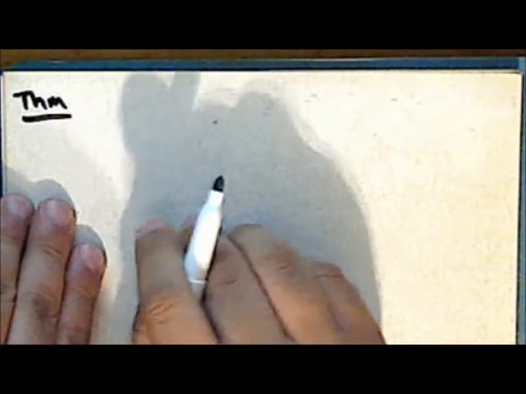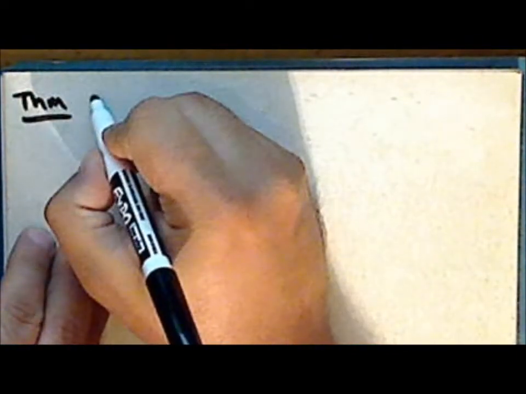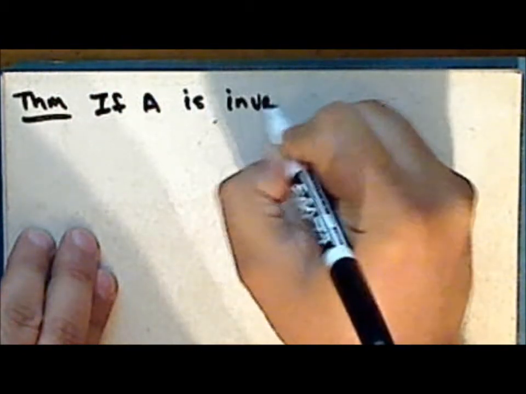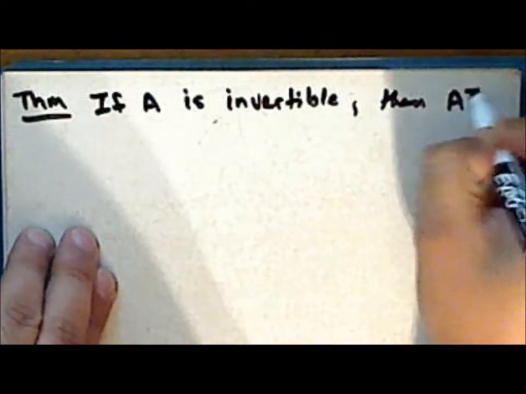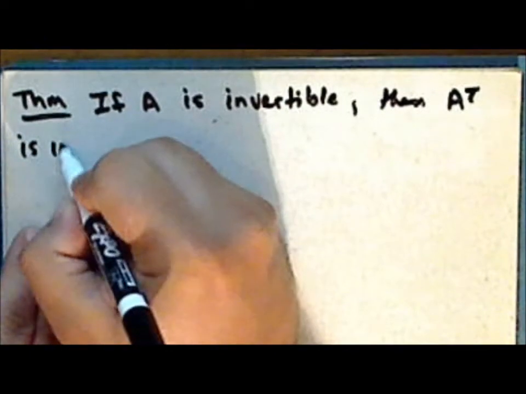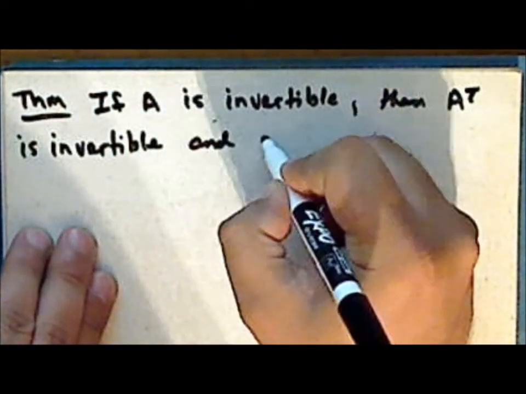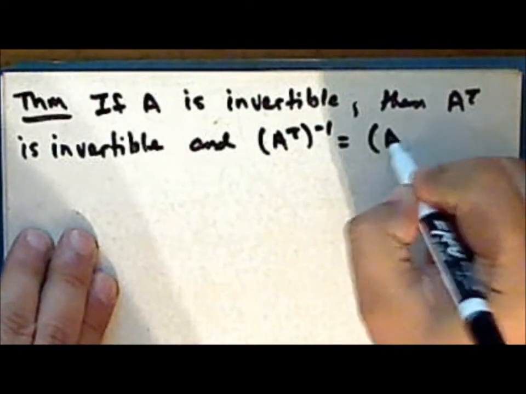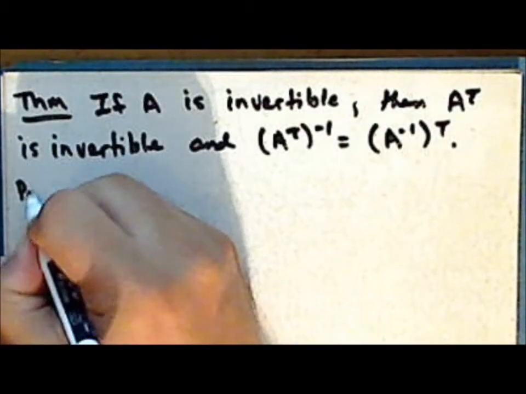Okay, so we'll look at one more theorem about matrices, and one more until we look at structures formed from them. If the matrix A is invertible, then the transpose of A is invertible, and the inverse of the transpose is the transpose of the inverse. Okay, so proof.